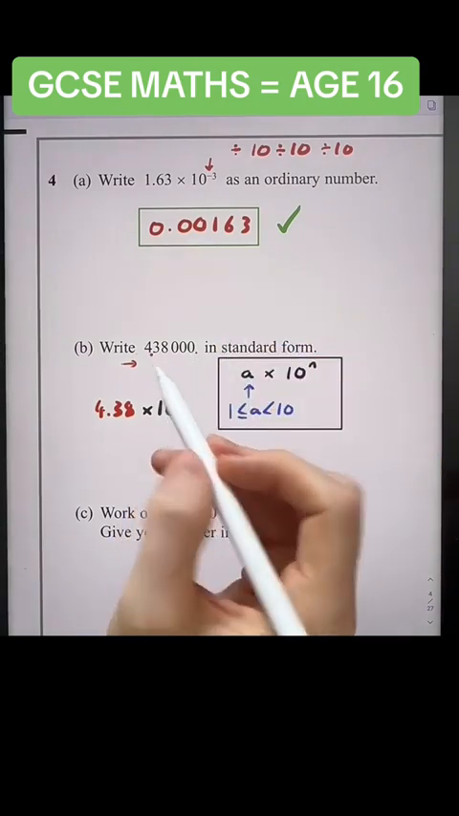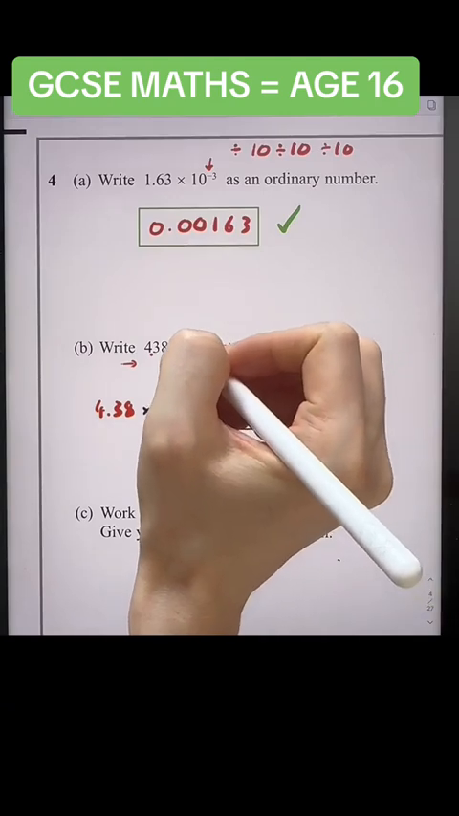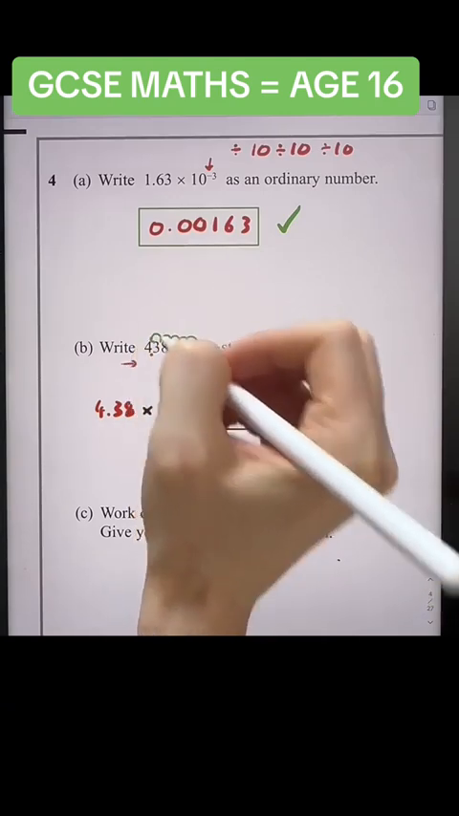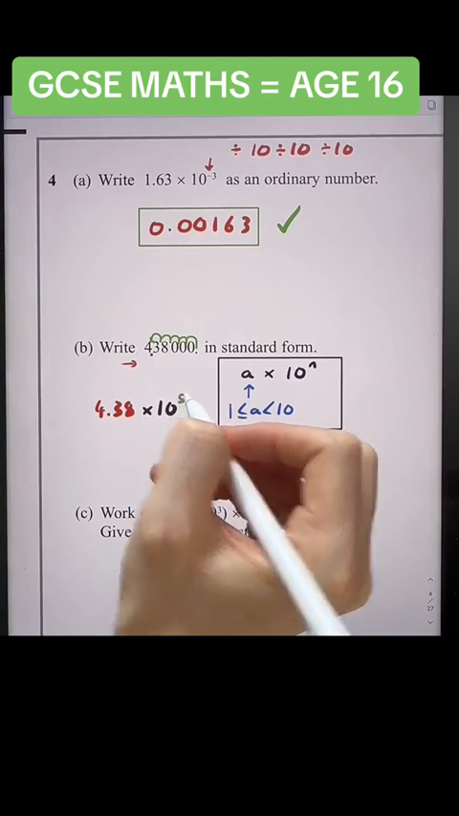Well, originally it was at the end, and it's now in between the 4 and the 3. So it's moved once, twice, 3, 4, 5 times. So therefore it's 4.38 times 10 to the power 5.